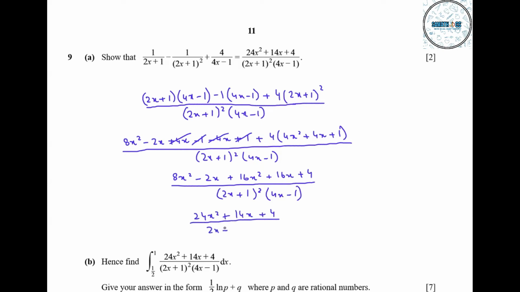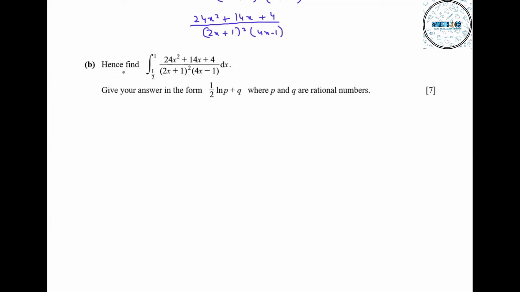(2x plus 1) whole square into (4x minus 1). B part, hence find integral of 24x square plus 14x plus 4 upon (2x plus 1) whole square into (4x minus 1) dx. Limits are 1 and 1 upon 2. Give your answer in the form 1 upon 2 ln p plus q, wherein p and q are rational numbers.